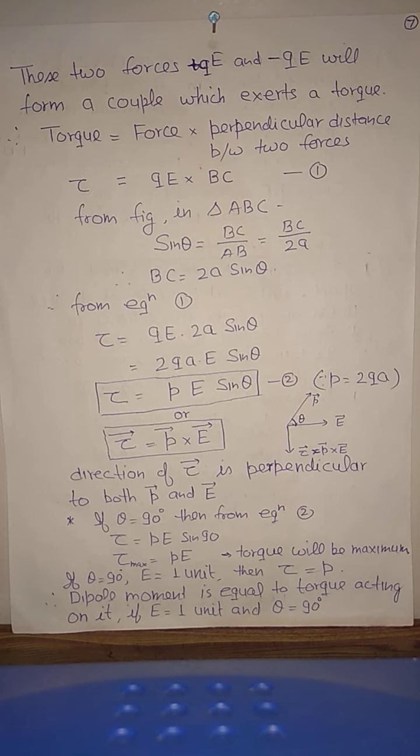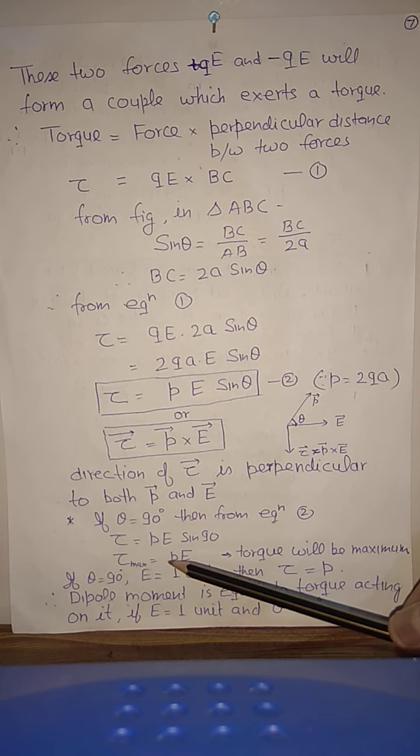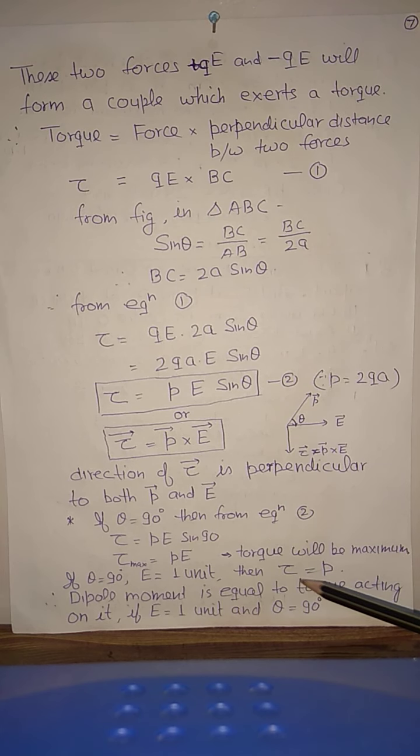One important condition, if electric field is unity and dipole is perpendicular, that is theta is 90 degree, then tau is equal to only p. Yes, E is one, right? And therefore on the basis of tau is equal to p, we can define dipole moment: the dipole moment of a dipole is equal to the torque acting on it when it is placed in unit electric field perpendicularly, right?